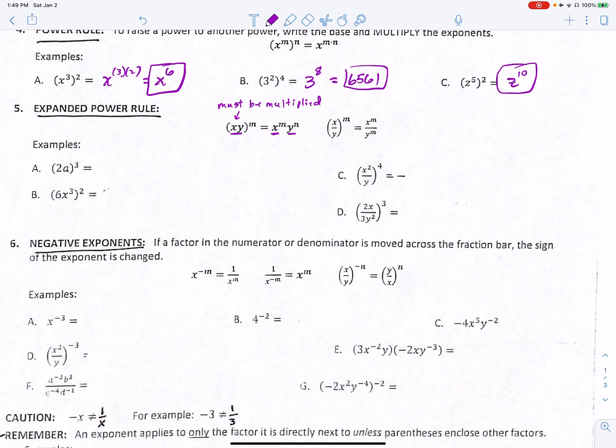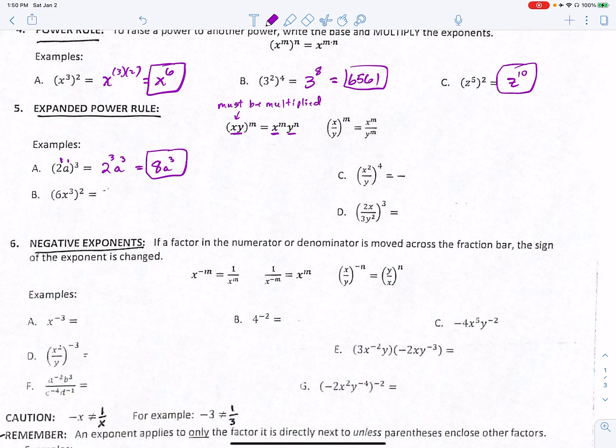So in the examples, this is a 2 to the 1st and an a to the 1st. Both of those have to be raised to the 3rd power, and you multiply those exponents. So you're going to get 2 to the 3rd and a to the 3rd, because you're multiplying the 3 times the 1 in both cases. And then the 2 cubed, we're going to write that as 8, a to the 3rd.